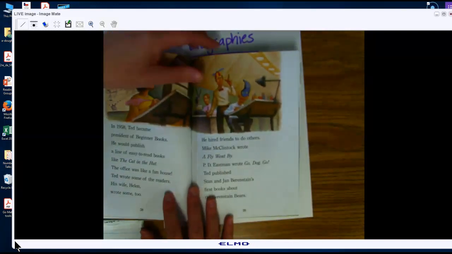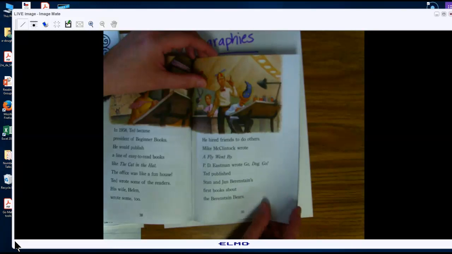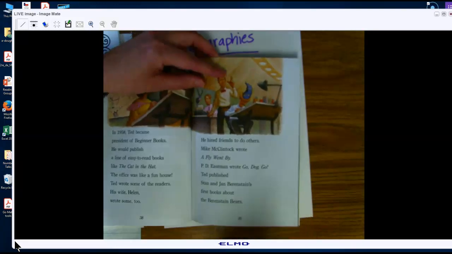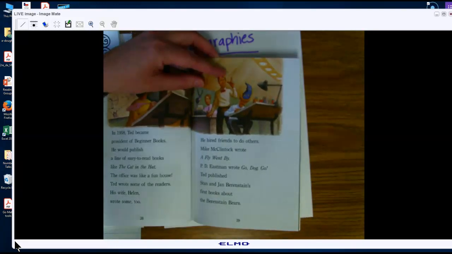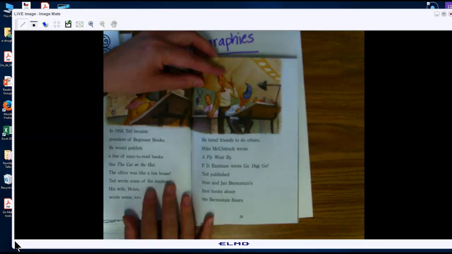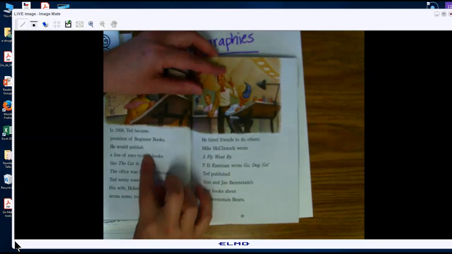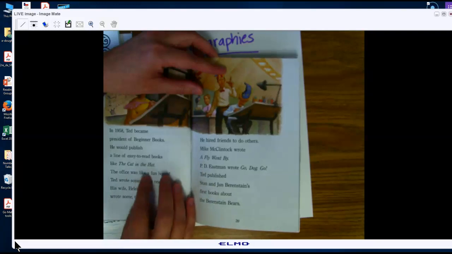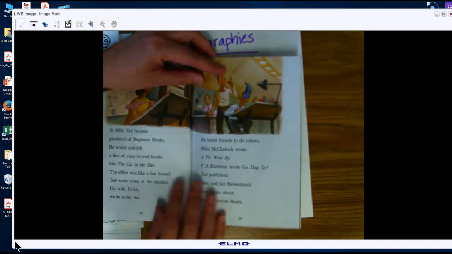In 1958, Ted became president of Beginner Books. And when we read a bunch of books next week, I'll show you. Each one has a little seal on it. It says Beginner Books. And that's the name of the company. He would publish a line of easy-to-read books like The Cat in the Hat. The office was like a fun house.